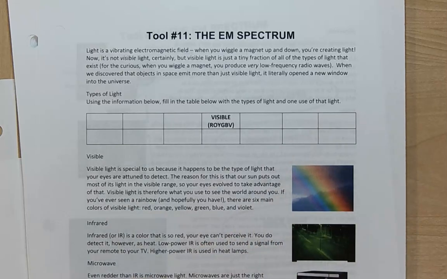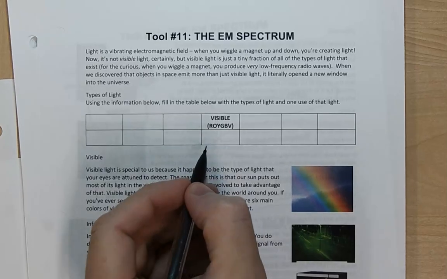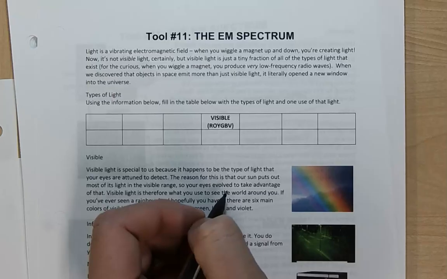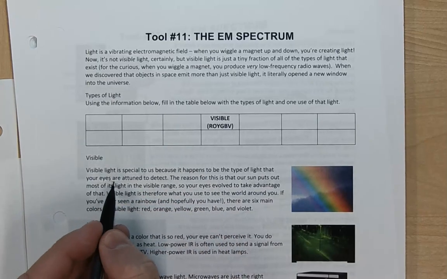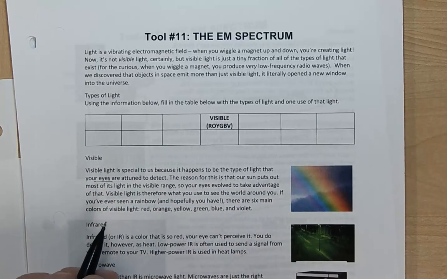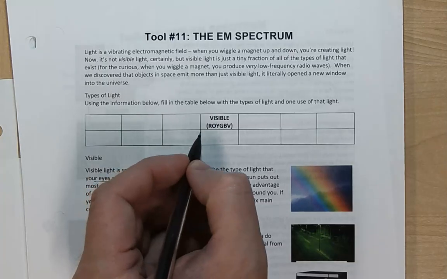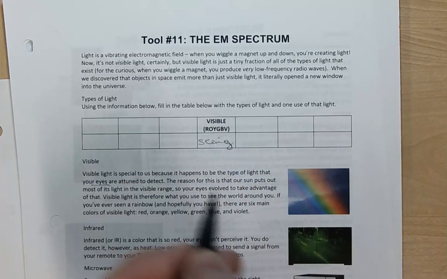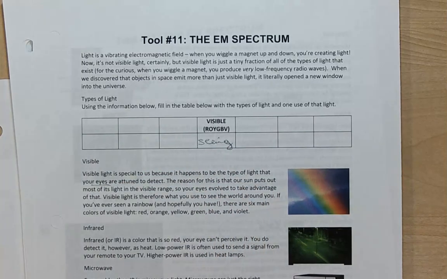So, okay, what's one use for visible light? Well, what use do we find visible light? Well, it's the type of light that our eyes see. So how is visible light useful? Well, we see with it. So I'm going to say seeing is pretty useful, right?